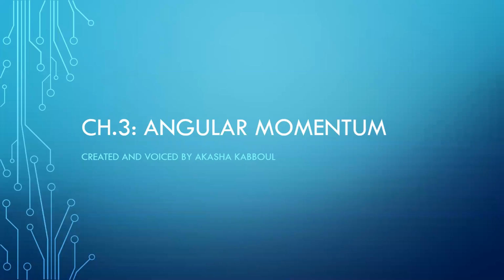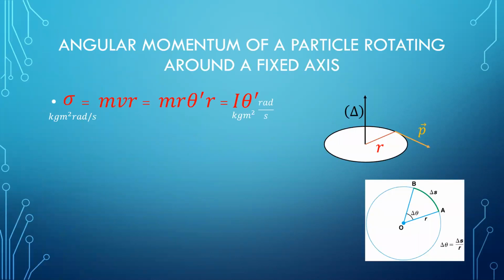Hello everyone. In today's video, we're going to be talking about angular momentum. As we mentioned in the previous video on linear momentum, the word momentum means the quantity of movement or motion of a body. So the angular momentum is not very different from the linear momentum. It's basically mv, which is the linear momentum, multiplied by the radius r.